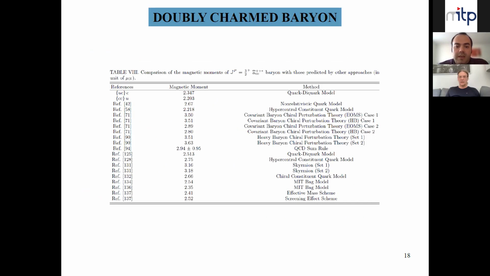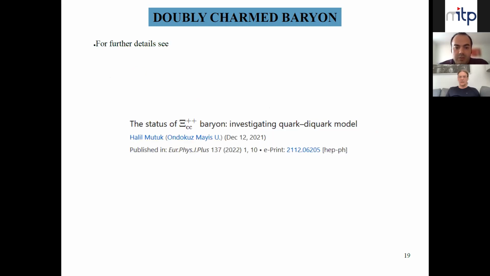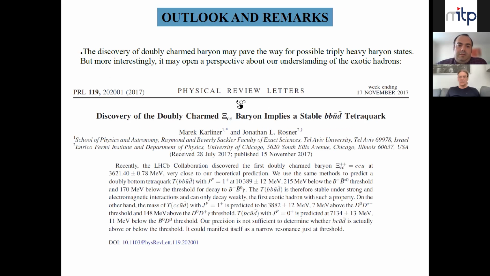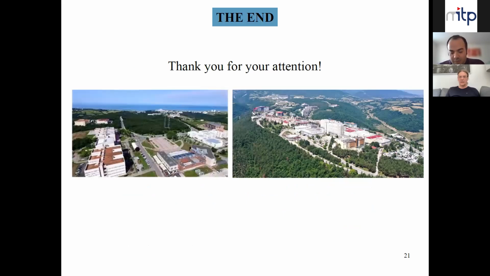We also calculated the magnetic moments of the excited states and compared them with the literature. For further details, you can see the following paper, which was published in the European Physical Journal Plus. To gain time, the discovery of the doubly charmed baryon may provide for possible triply heavy baryon states, but the most important thing, as I believe, is that it may open an understanding of exotic hadrons, such as the BBU bar D bar tetraquark. I believe this paper is important and is a consequence of this observation. Thank you for your attention, and I apologize for the delay. Something happened. I'm sorry for that, and I hope I'm not too fast for the presentation.